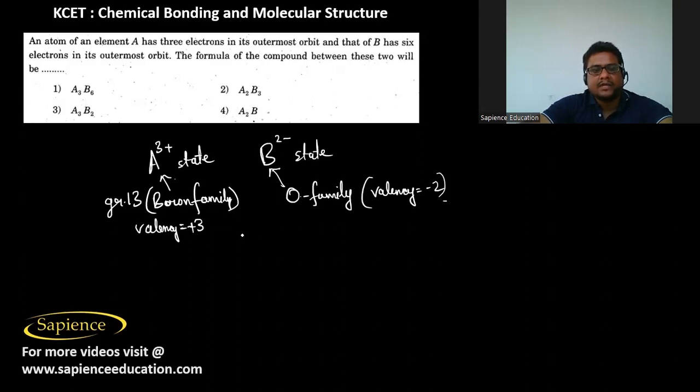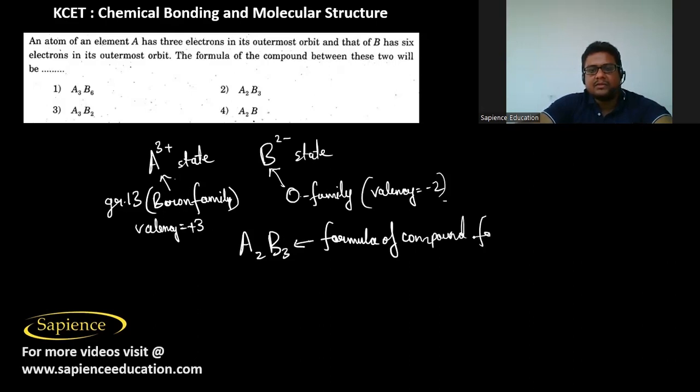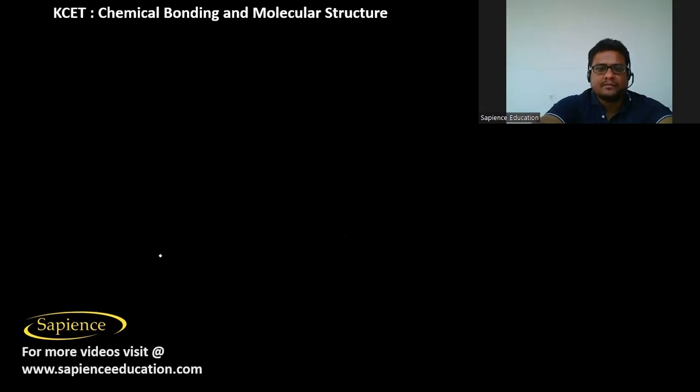So it will form A2B3. A2B3 will be the required formula of the compound which will be formed between A and B. So option 2 is the correct answer.